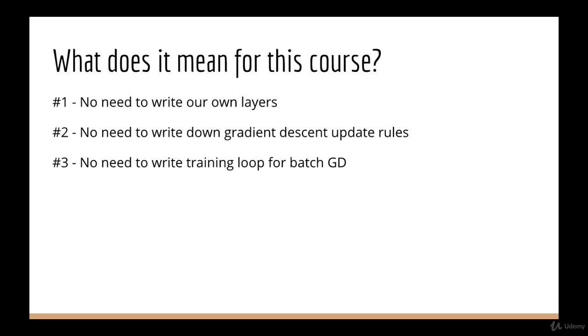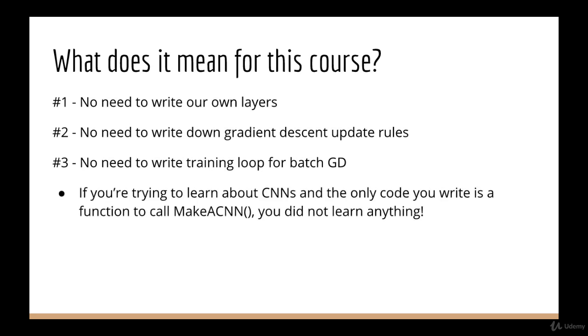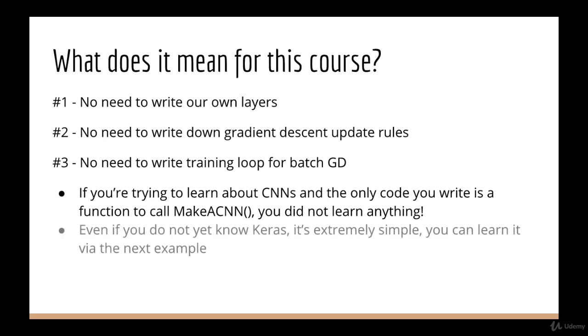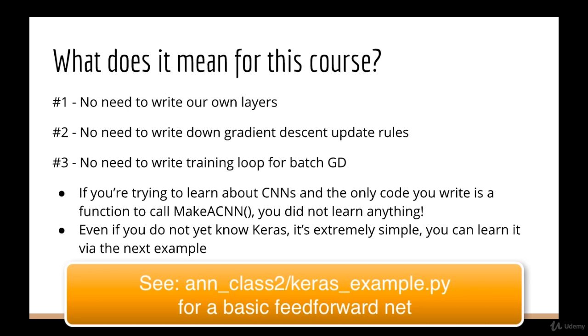You can imagine if you're trying to learn how CNNs work, and the solution is just a function called makeACNN, you're not really learning anything at all. So that's why we avoided Keras in the past, but now it's the perfect abstraction. If you don't know Keras, it's extremely simple to learn, so you'll at least be able to pick it up in the next example. I'll walk you through the code, but there are a few more files in the repo you can look at to get a better feel for how it works.